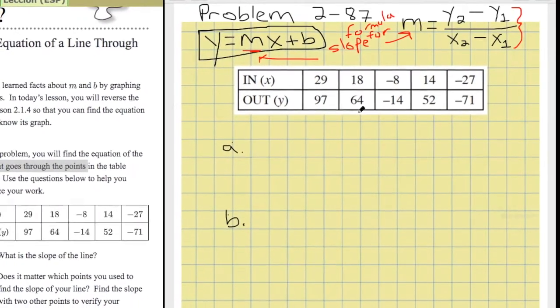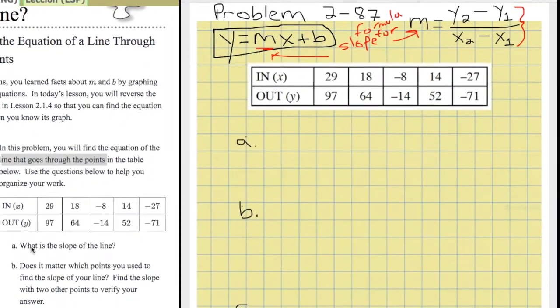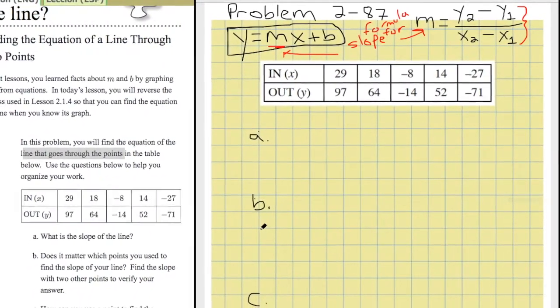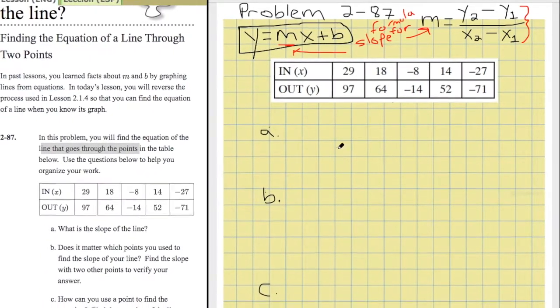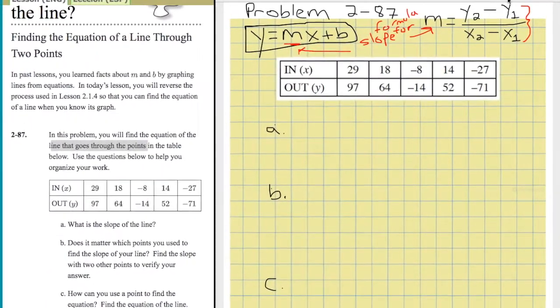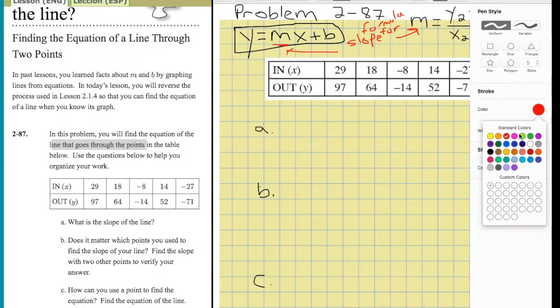That's exactly what we're going to do here in the first problem, because it's asking us, what is the slope of the line? Very good. So in order to get the slope of the line, I'm going to start with recopying my slope formula down here.